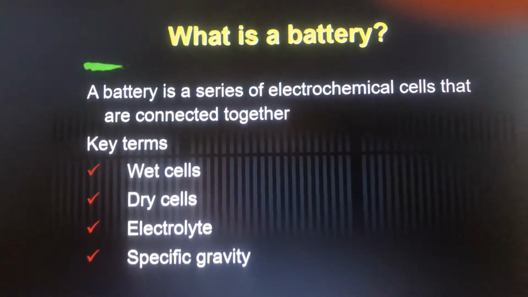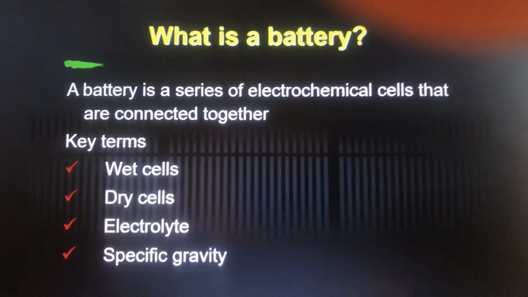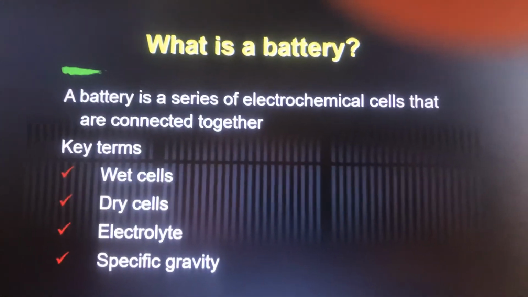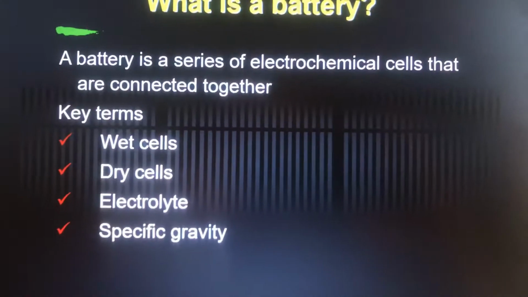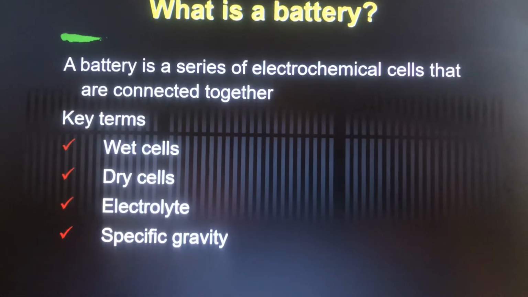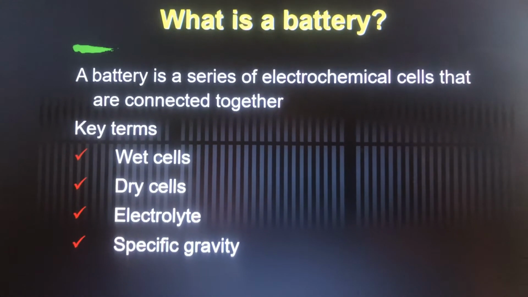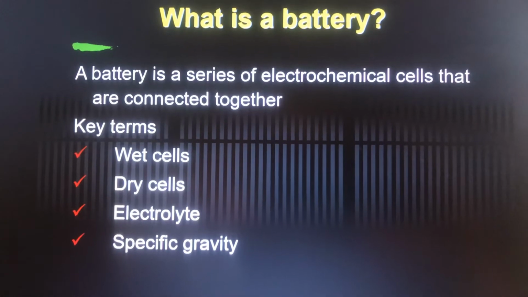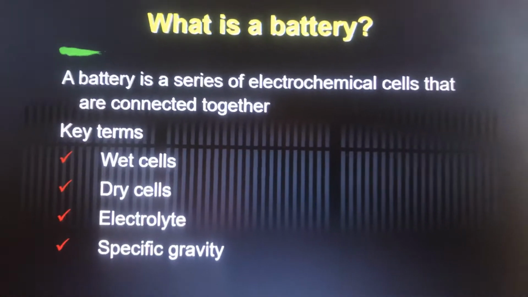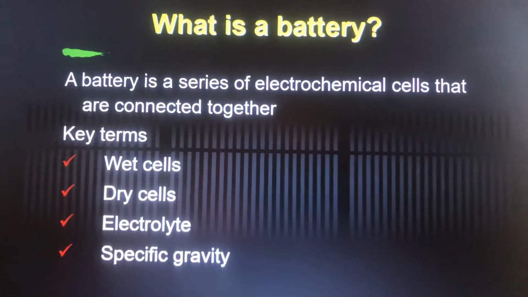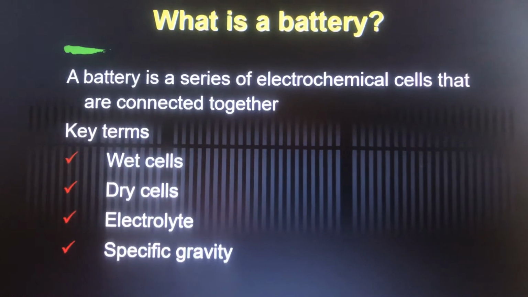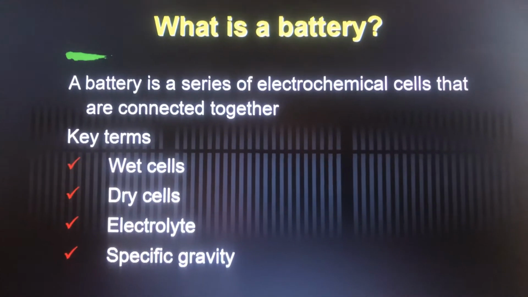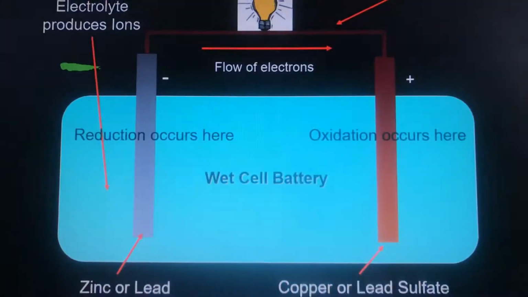So what's a battery? A battery is a series of electrochemical cells that are connected together. We have wet cells, like your car battery, and deep cycle batteries. Then there are dry cells, like the one that you have in your phone. And then we have electrolyte and specific gravity. We'll go ahead and explain those just a little bit.